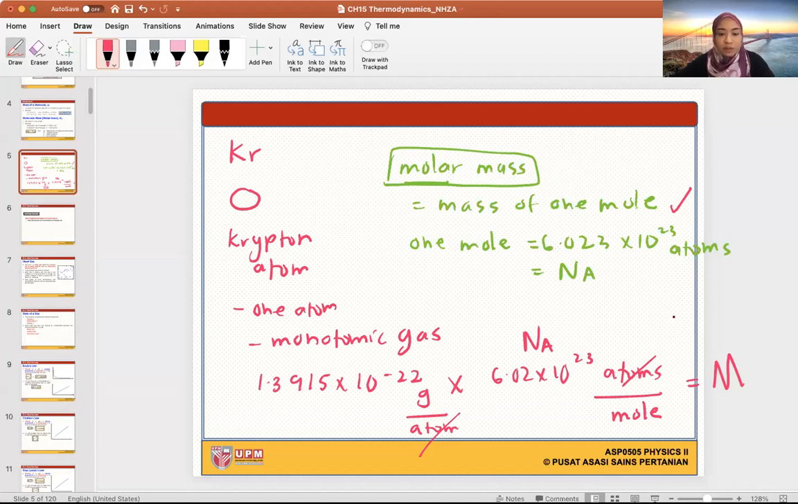So where is your small m? Your small m is this guy. This is your small m. When your small m times with Na, you get capital M. Okay, so they are different by the Avogadro constant lah. So if I had the molar mass and I wanted to know what is the mass per atom or what is the mass per molecule, I would just need to divide the molar mass with Na to get my small m.